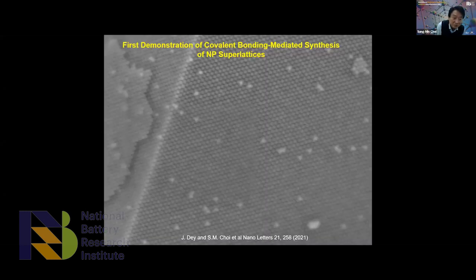If you look a bit more closely, these are the nanoparticles. As you can see, the nanoparticles form a very nice superlattice, and this one is like an atom, a single nanoparticle here. There is a seed, and then this will grow into something like this one.